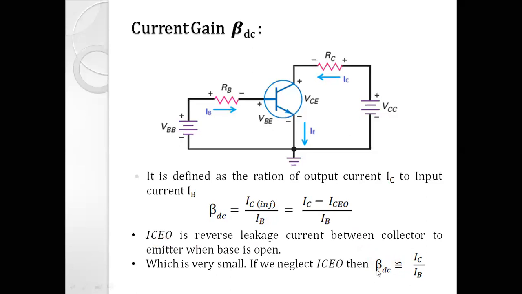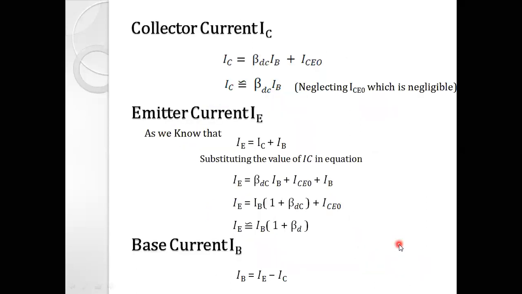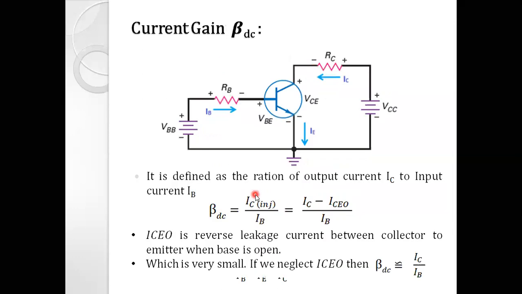Moving ahead, let us derive the relation for each of the currents. The first one is the collector current. So collector current IC is equal to beta DC into IB plus ICEO. This equation is derived from the previous slide, right? Here I am making IC the subject of the equation.